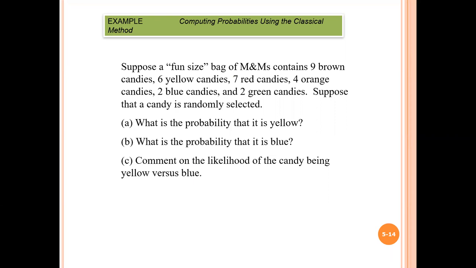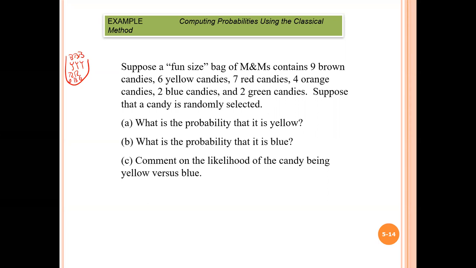Okay, so suppose a fun-sized bag of M&Ms contains 9 brown candies, 6 yellow candies, 7 red candies, 4 orange candies, 2 blue candies, and 2 green candies, okay? Suppose that a candy is selected at random. Okay, so you have this bag. And inside the bag, you have all these candies. So I'll put B for brown, right? You have 9 of them. You have 6 yellows, okay? You have 7 red, whatever. You can see what's going on here. You have an orange, a blue, and a green.